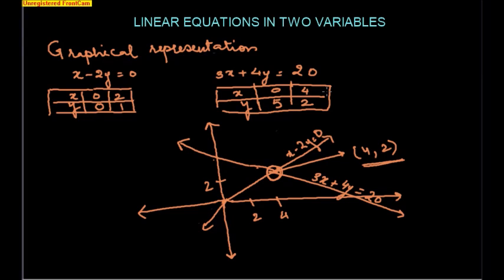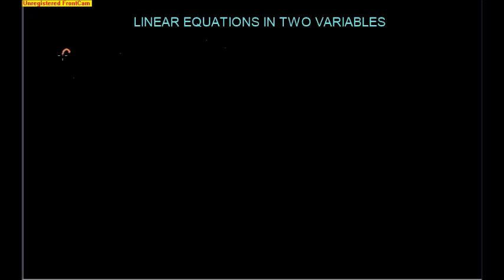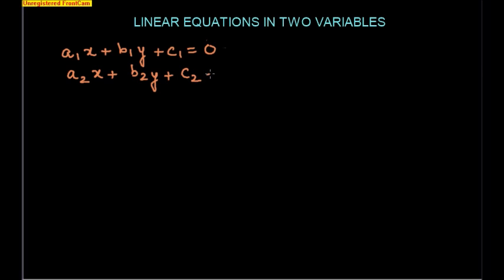But if you are not drawing the graph and you still want to find out the type of solution, let's see. Let us take two equations, a1x plus b1y plus c1 is equal to 0, which is the standard form of a linear equation, and the second equation is a2x plus b2y plus c2 is equal to 0.